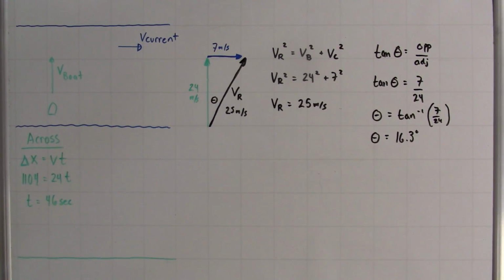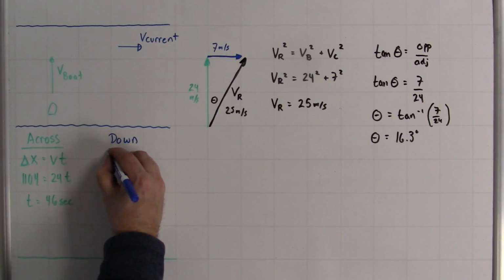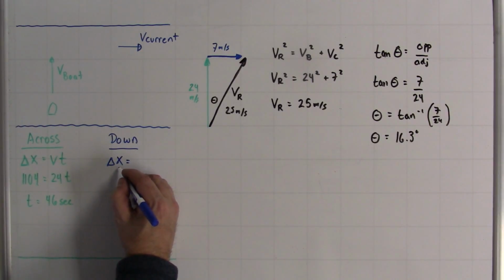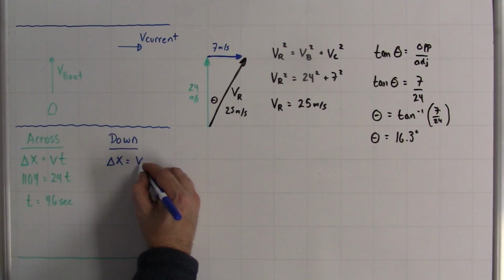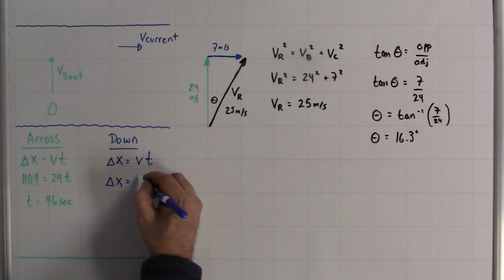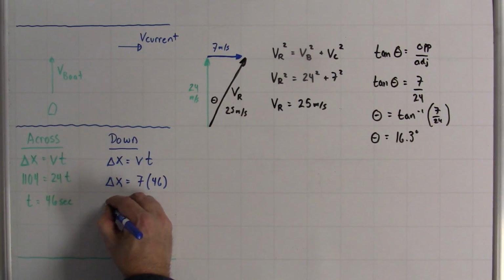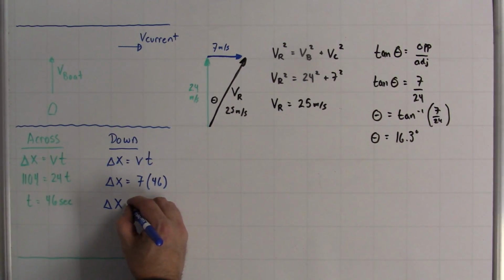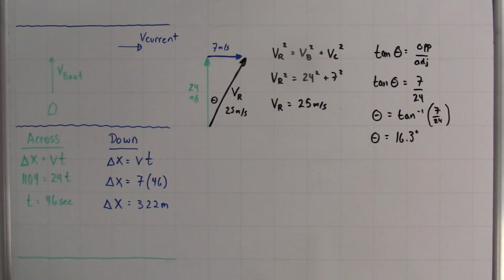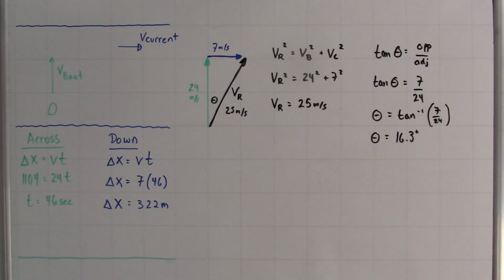If you want to know how far downstream it landed, not a problem, because in the down-the-river direction the speed is constant again, so I can take the displacement, the down-the-river distance, is equal to the down-the-river speed times the time. In this case, the down-the-river speed is the speed of the current, that's 7 meters per second, times the time we just solved for, the same 46 seconds. And it turns out that the distance in the down direction is 322 meters. So he'll land across the river, but down, instead of straight across, he's going to land down here, 322 meters.